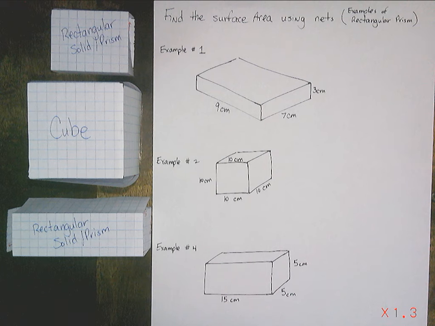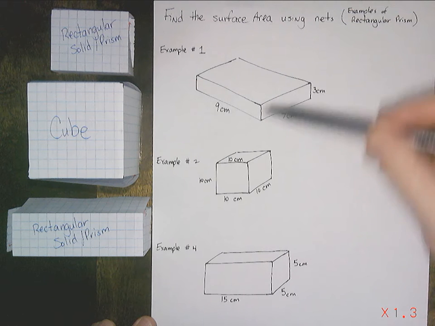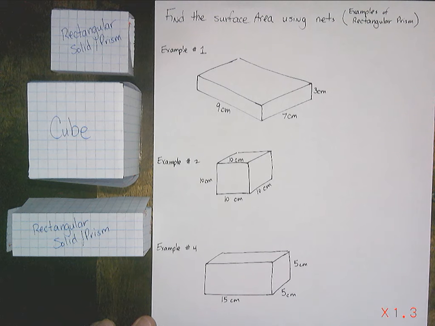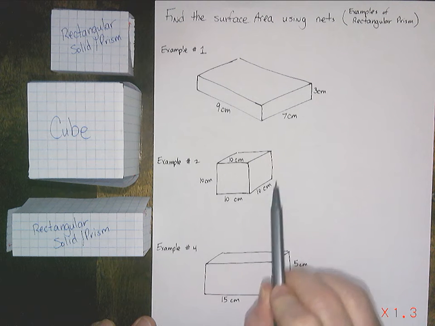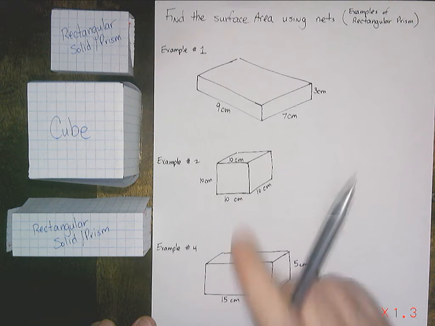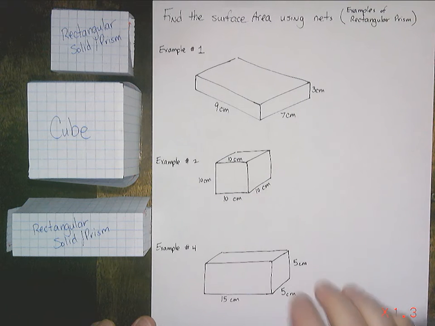Hey guys, we're going to be talking about trying to find the surface area using nets. Now these are just rectangular prisms. You've got a rectangular prism here, a cube here, and another rectangular prism down here. A cube, basically all the sides are going to be exactly the same. So if one side's a 10 by 10, all the other sides are also a 10 by 10.